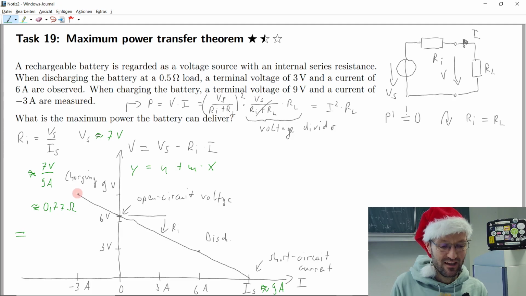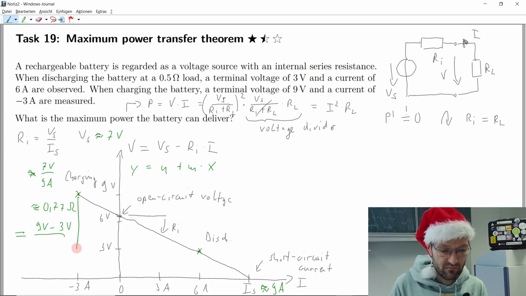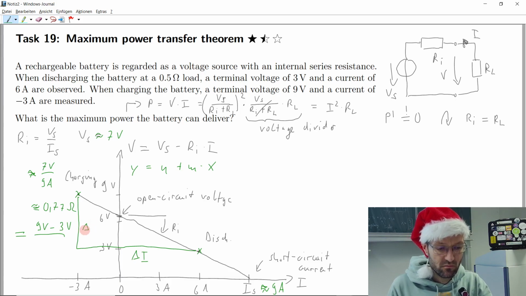Exactly, we could say it should be the difference between the 2 points that we know, between this point and this point, which is 9 volt minus 3 volt, and then the distance in this direction. Maybe I should rather draw to the other side. So we think about some triangle, and we do delta voltage divided by delta current.